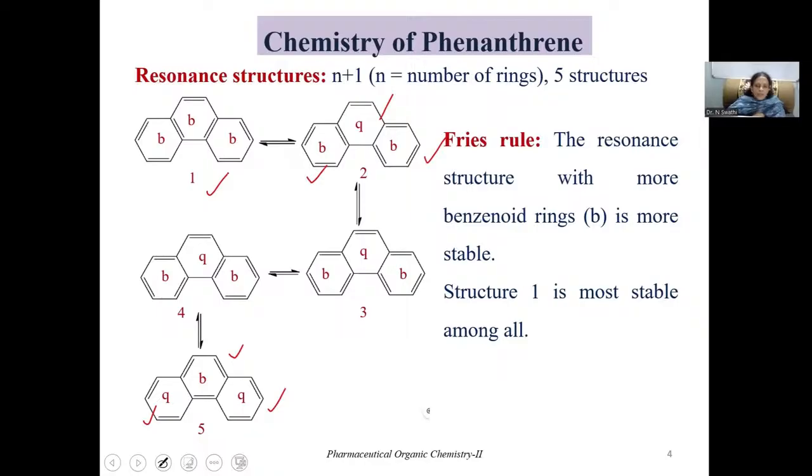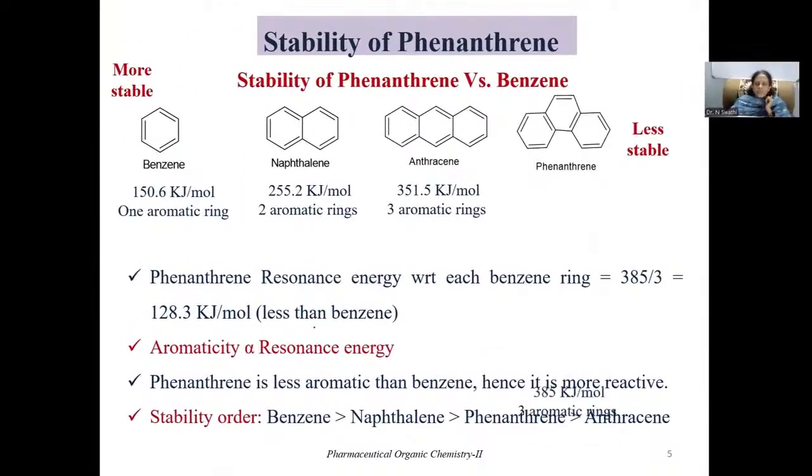Okay, and also you can easily make out from these resonance structures that the 5th resonance structure has the least stability because it has more quinonoid rings and very few benzonoid rings. So the 1st is the highly stable resonance structure and the 5th is the one with the least stability. Now let us consider the stability of phenanthrene when compared with benzene or other polynuclear aromatic hydrocarbons.